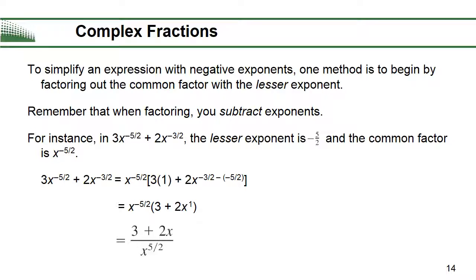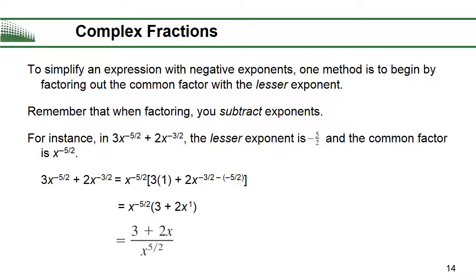You might have an expression with negative exponents, and rather than trying to deal with it by changing them to fractions, taking the negative off the exponent, one method you could use is to begin by factoring out the common factor with the lower exponent. And remember, when factoring is division, you subtract the power.